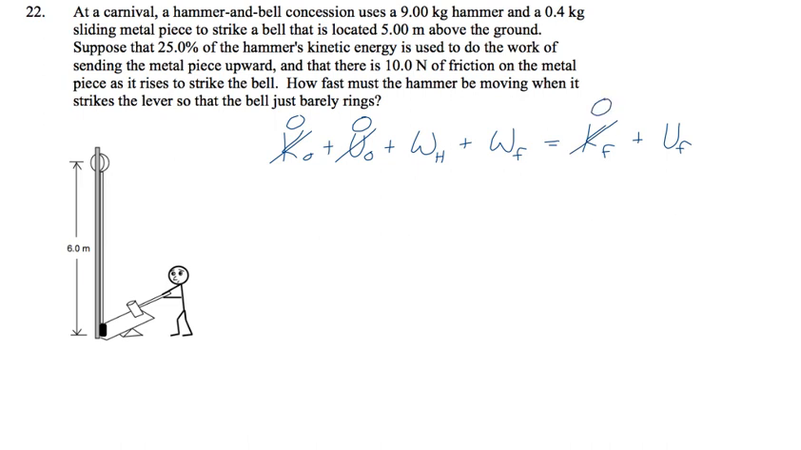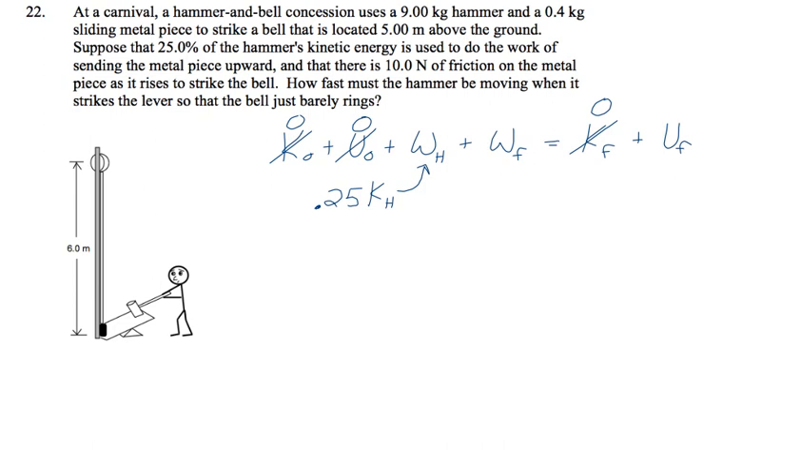And my substitution, it says that 25% of the hammer's kinetic energy is used to do the work of sending the metal piece upwards. So I am going to be replacing this with 25% of the kinetic energy from the hammer. So that is going to be replaced right there. Now 25%, I can leave it as 0.25, or if you want, you can write that as a fraction. What is 25% as a fraction? 1/4.